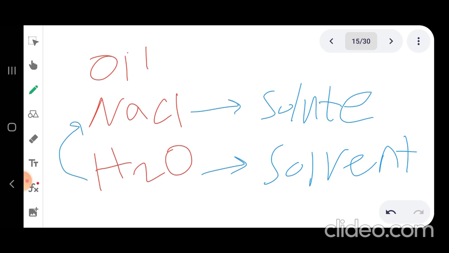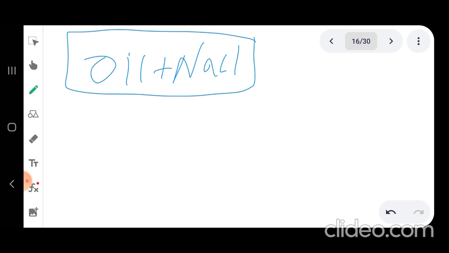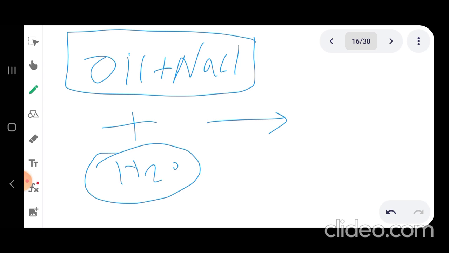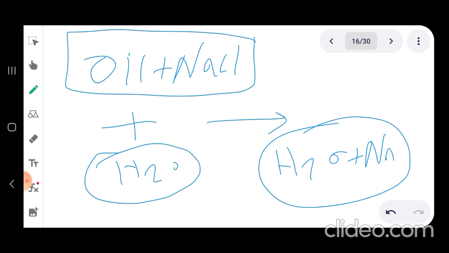Okay, and this oil, we call it that. Remember, that's again to not confuse you. Remember, initially we have this oil and NaCl mixture. Then we add the solvent, which is water. Then the result is that water attracts this NaCl, attracts the salt, and then we are left with almost pure oil.